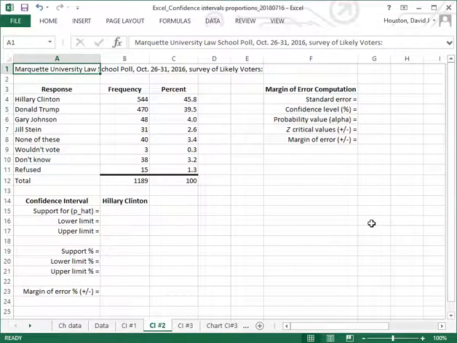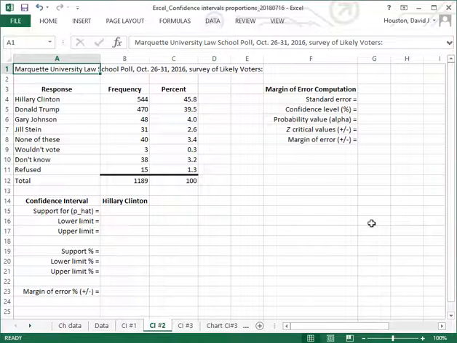For the second example of how to construct confidence intervals around sample proportions in Excel, I've got data from the Marquette University Law School poll that was conducted October 26th through 31st in 2016, just before the presidential election. And it's a survey of likely voters, 1,189 likely voters, that is. Individuals were asked via telephone, if the election for president were held tomorrow, for whom would you vote? And then the four main candidates were listed off: Clinton, Trump, Johnson, and also Jill Stein.